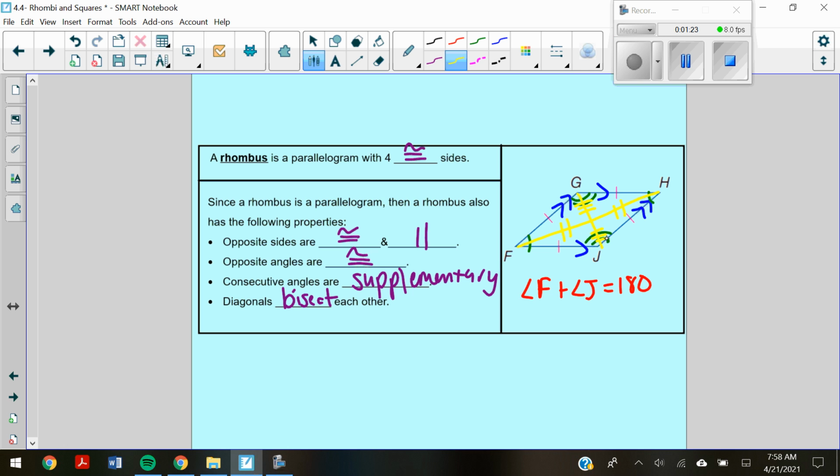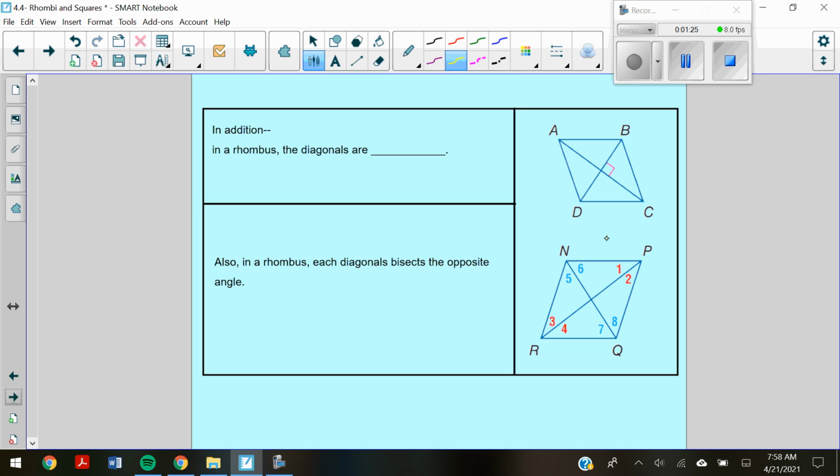All right. So let's talk about a few other rules that hold true to rhombi. In a rhombus, the diagonals are perpendicular. Remember, the upside down T sign is perpendicular. So what that means is that my diagonals meet at 90-degree angles. And then also in a rhombus, the diagonals bisect the opposite angle.